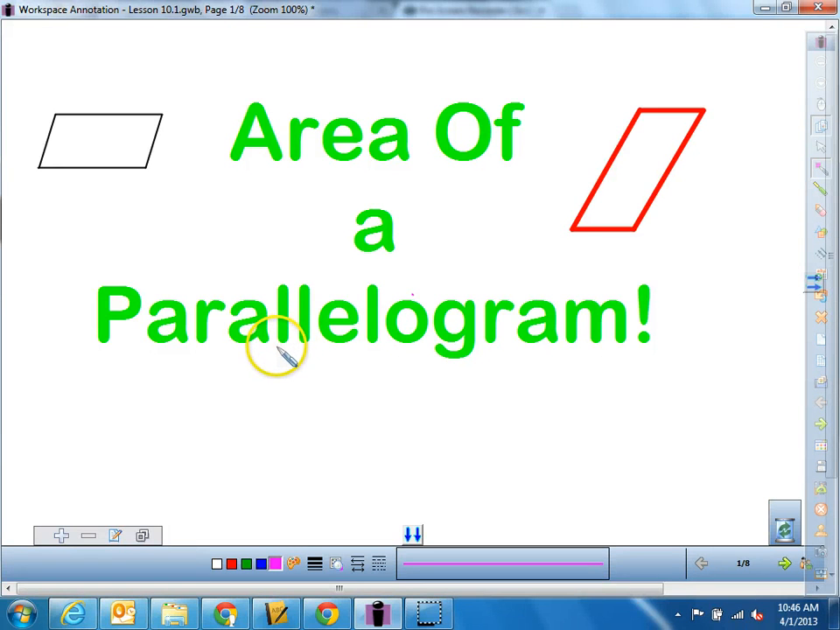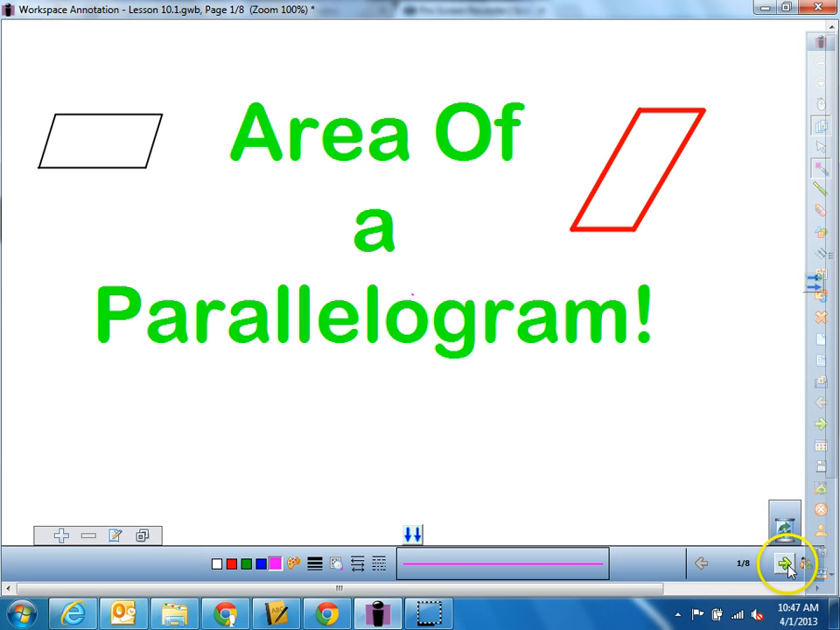This is the video for lesson 10.1, which is area of a parallelogram. We already learned what a parallelogram is. It is a quadrilateral with two sets of parallel lines. A lot of times they look like this or like that. It looks like somebody took a rectangle and just tilted it a little bit. So let's go ahead and get started.